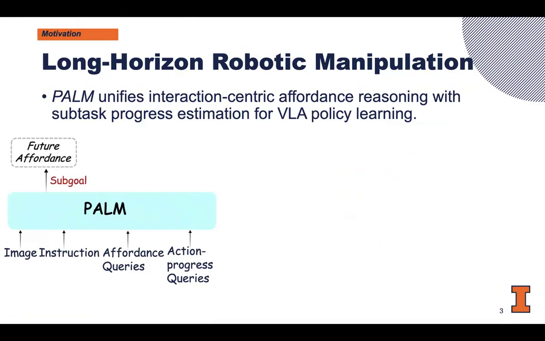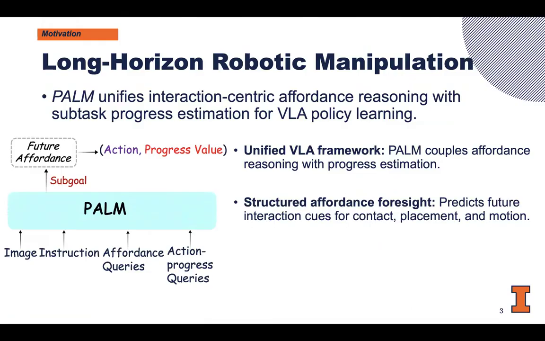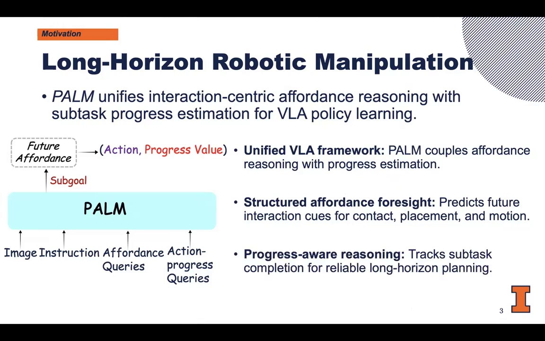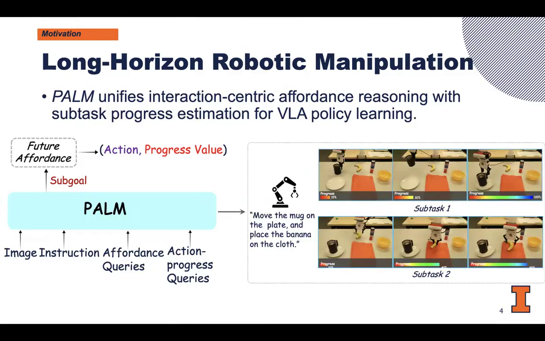The three ideas are that first, we have a unified framework coupling affordance reasoning with progress estimation. And second, we have structured affordance foresight that predicts future interaction cues for contact, placement and motion. And we also have progress aware reasoning that tracks subtask completion. At the core, PALM uses two learnable query sets, affordance queries that forecast the next interaction, and action progress queries that jointly decode an action and a continuous progress value. And conditioned on predicted future affordance, the policy stays temporally coherent across long sequences.